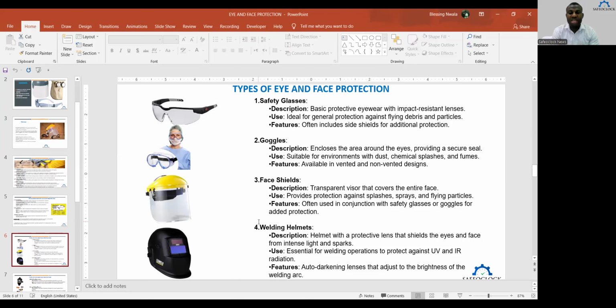Another type of face protection is the welding helmet. It has a protective lens that shields the eyes and the face from intense light and sparks. So it's essentially used by welders during welding operations, and it protects them from UV and IR radiations.